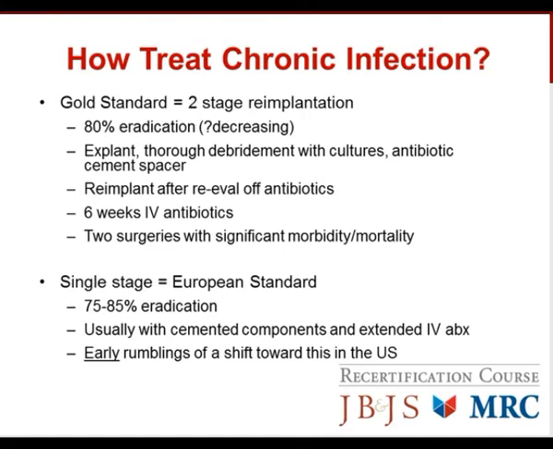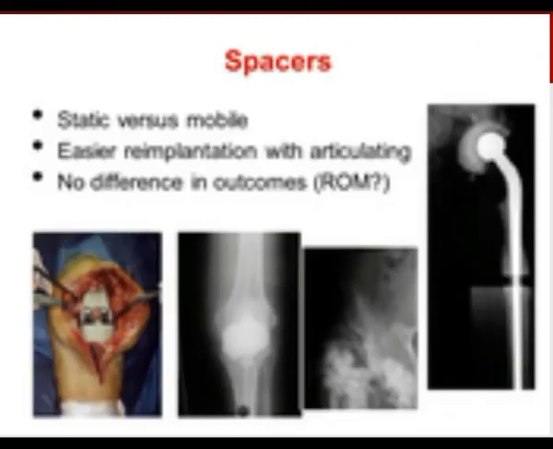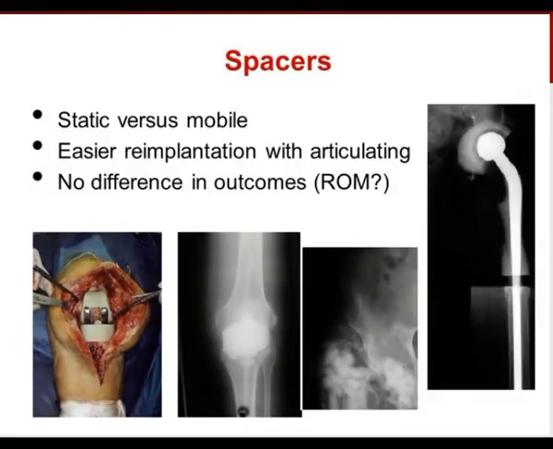Single-stage revision for infection, for chronic infection, is really the European standard. They do it more frequently than we do. I think there's some move to this in the United States, but at the moment a two-stage revision remains the gold standard. When it comes to spacers, whether it be in the hip or the knee, there's very little difference between a static or a mobile spacer. There is some data to suggest ease of reimplantation in mobile spacers and articulating spacers, but no difference in terms of outcomes, particularly infection eradication.